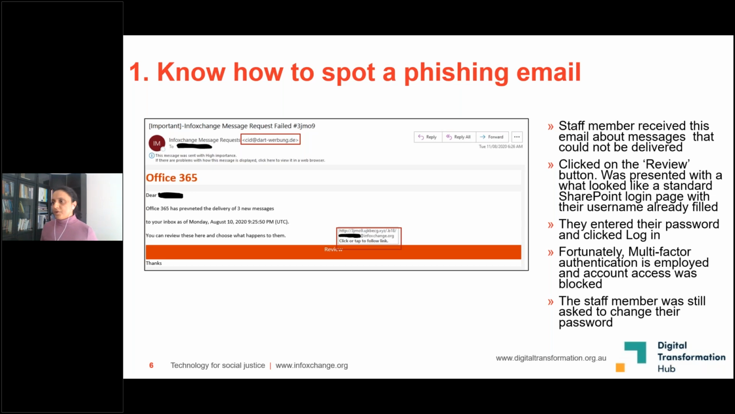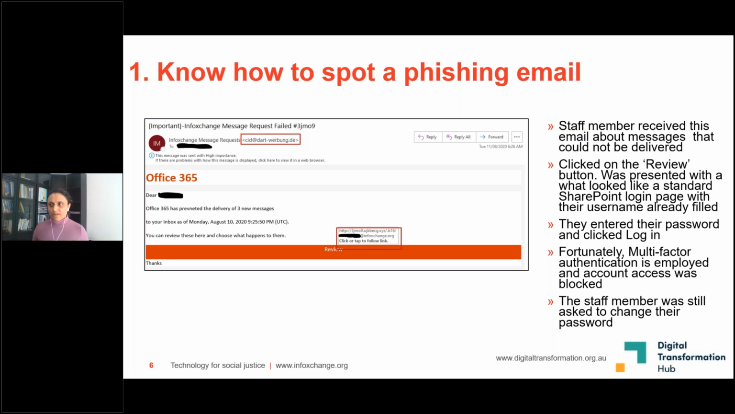And they clicked on the review button, which is the big red button at the bottom, and were presented with what looked like a standard login page to SharePoint with their username already populated. They popped their password into the password box and clicked login. At that point, they'd given up their password. Now, fortunately, in this case, multi-factor authentication, which is that additional factor in addition to a password, was in use and account access was blocked.